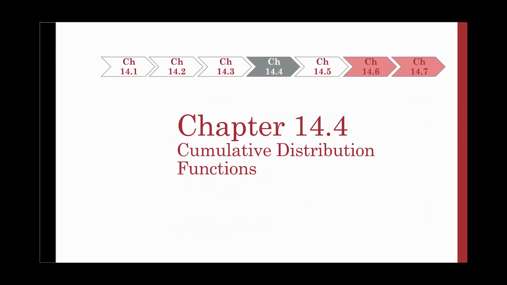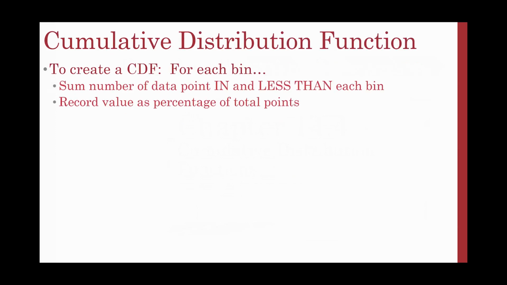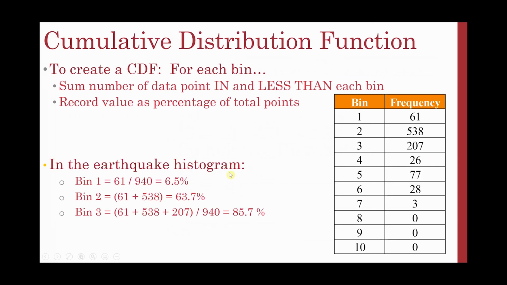So what about cumulative distribution functions? What are CDFs? We're going to draw one by hand using the following order: starting data and histogram data. So how do we create a cumulative distribution function for each bin? We're going to sum the number of data points in and less than each bin and record the value as a percentage of the total points. So in our earthquake histogram in bin 1, we had 61 divided by 940, which is 6.5%. In bin 2, we have 61 plus 538, which is going to be 63%. In bin 3, we have 61 plus 538 plus 207, which is 85.7%.